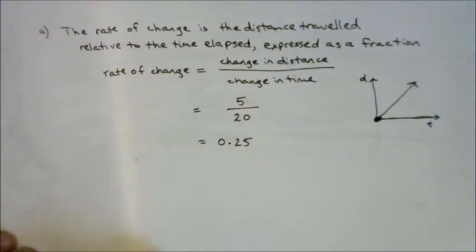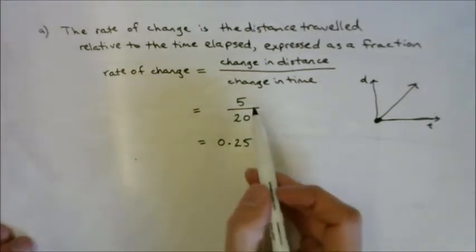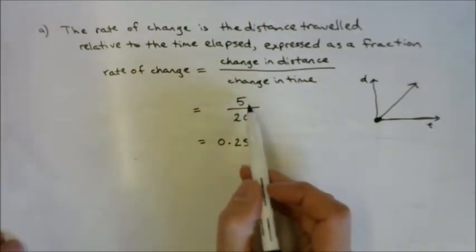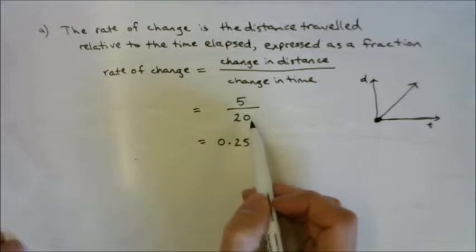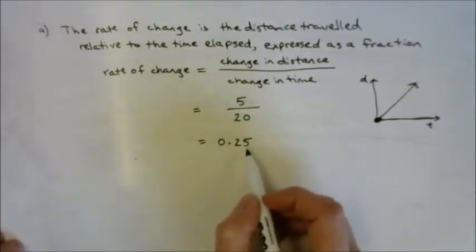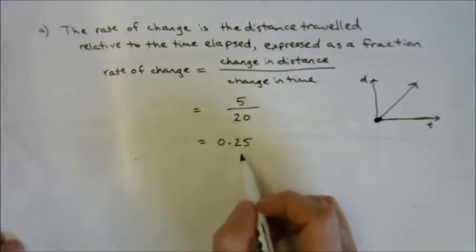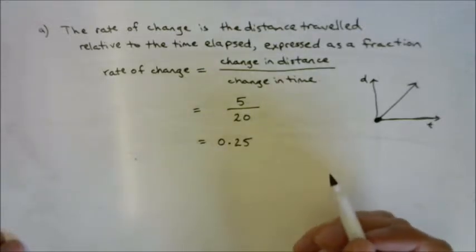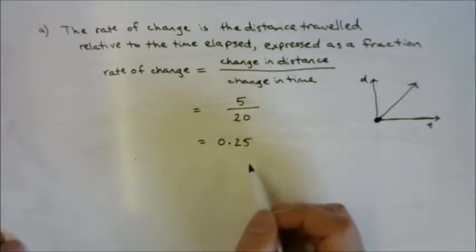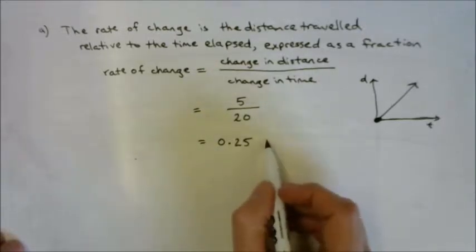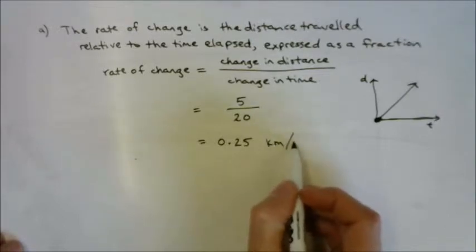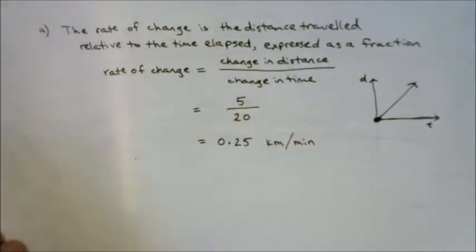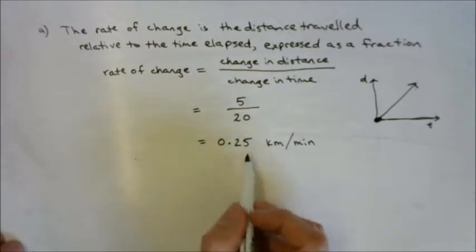So this answers your question as well. We have 5 kilometers, and we divided by 20 minutes. So that means we've gotten 0.25 something per something. Kilometers per minute. Okay, this is measured in kilometers per minute.